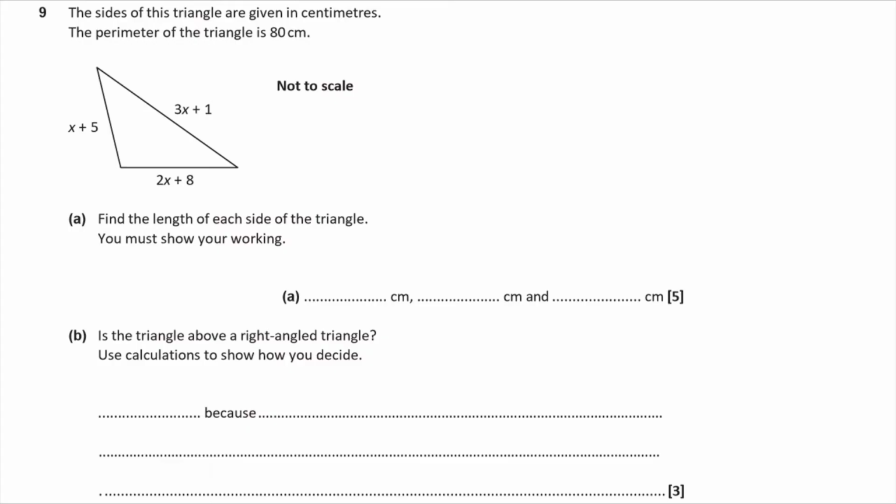Question 9. The sides of a triangle are given in centimetres. The perimeter of the triangle is 80 centimetres. And I've been given a triangle here, and I can see all the sides are given in algebraic form: x plus 5, 3x plus 1, 2x plus 8. Find the length of each side of the triangle. You must show your working.